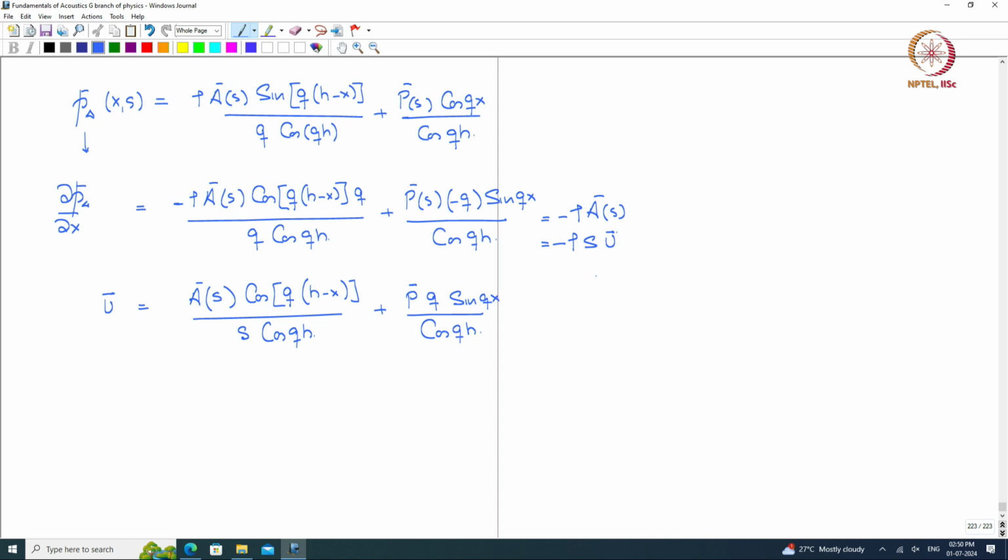Okay, so this is equal to minus rho S into U, which results in a division of this by S and minus rho, which gives me this, division of this by minus S and rho, so I get a rho and an S.